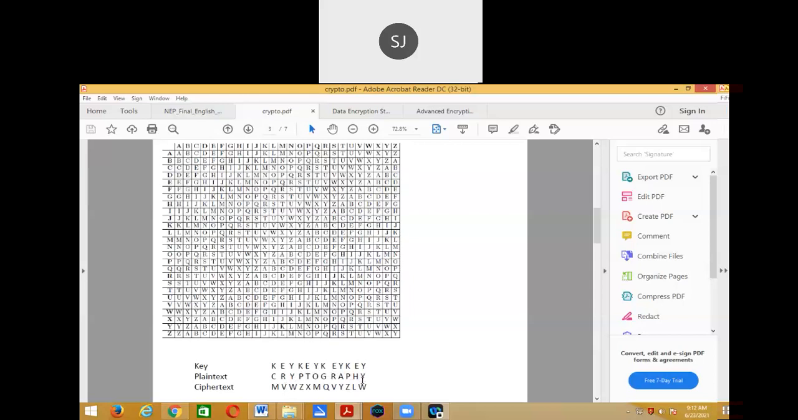Now, one advantage here is, see P is occurring, but the key is K. Different letters have got different keys. So what happens? The same plain text letter is replaced by different letters in the ciphertext. That is why it is called a polyalphabetic cipher.